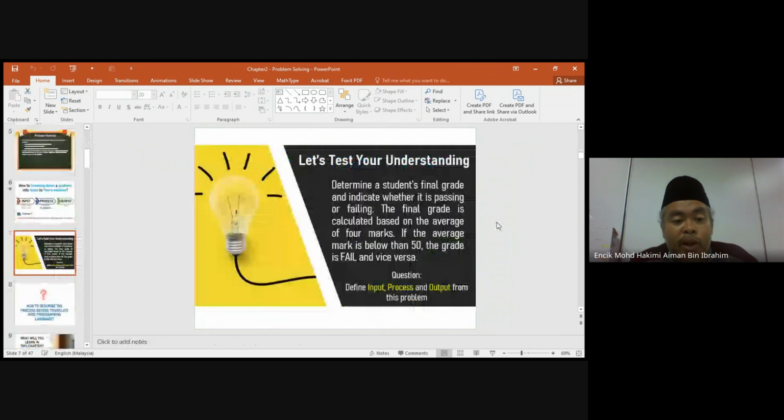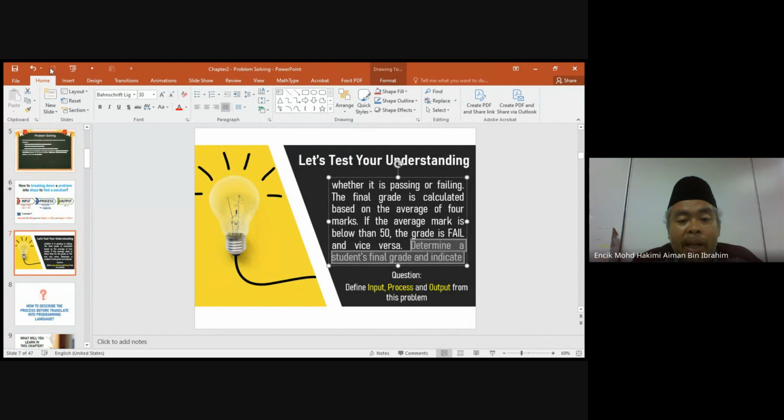Let's test your understanding. Determine a student's final grade and indicate whether it is passing or failing. The final grade is calculated based on the average of 4 marks. If the average is below 50, the grade is fail, and vice versa. Can you define what the input, the process, and the output are for this given problem?